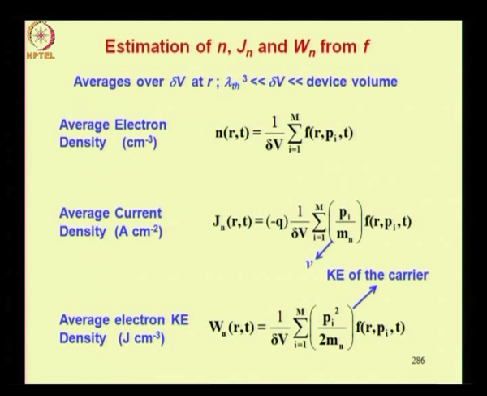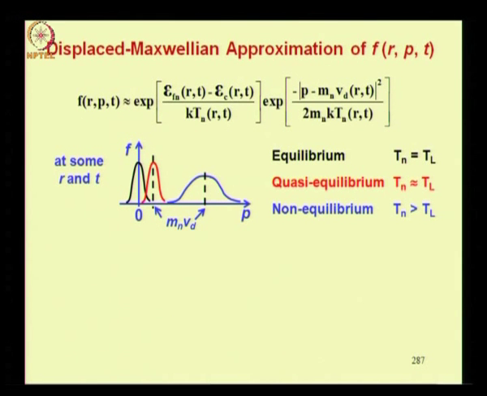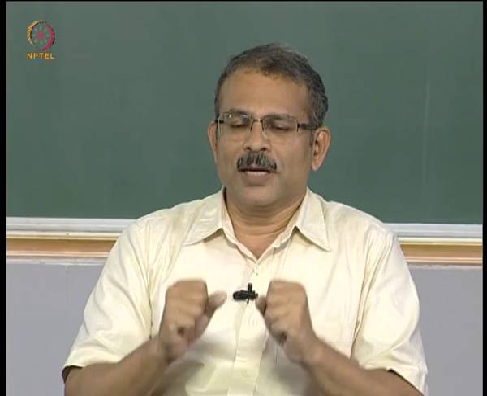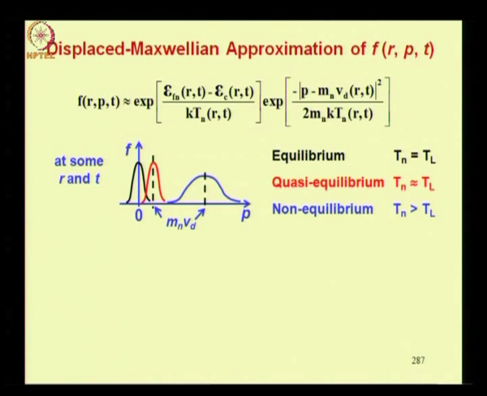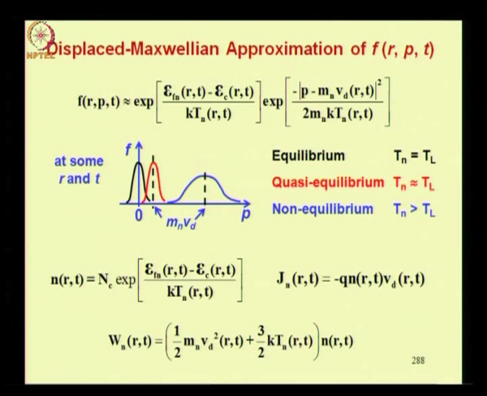Now, you can estimate in approach 1 the current density, carrier concentration and kinetic energy from these formulae. While solution of the Boltzmann transport equation is rather difficult, one uses a guess which is called the displaced Maxwellian approximation. Now, this guess is arrived at by modifying the equilibrium distribution function, and if the displaced Maxwellian approximation is used, you get these expressions for carrier concentration, current density, and kinetic energy density, applying the formulae of the previous slide.